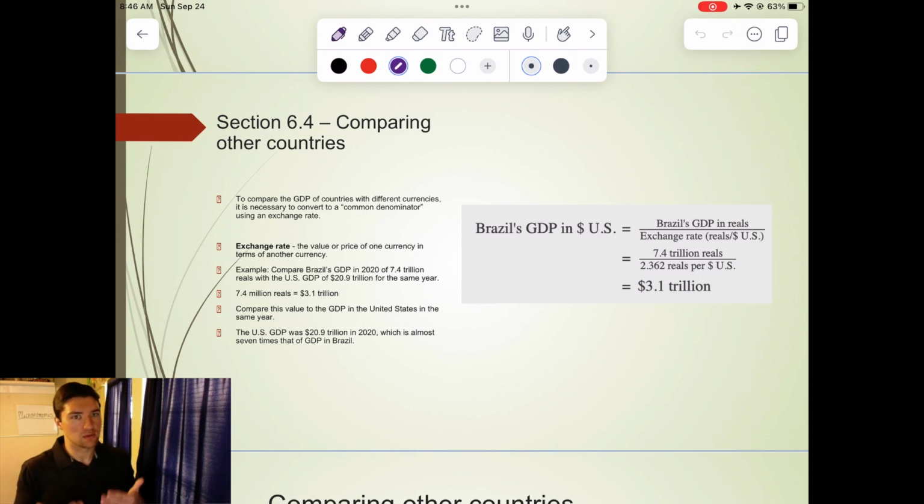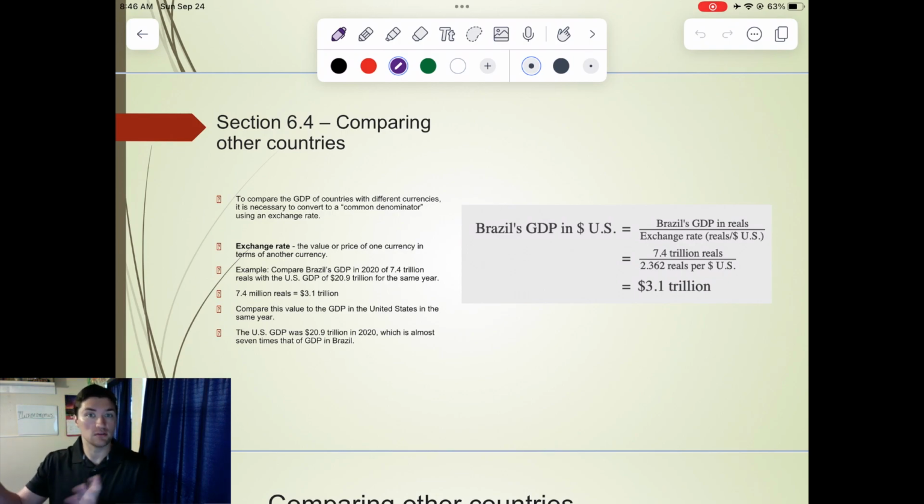So basically, it's really hard to compare $2 trillion in United States dollars to 50 million trillion of Zimbabwe dollars. All right, so it's really hard to see, well, are they the same? Are they different? Does one have more production than the other? So that's why we have the exchange rate.